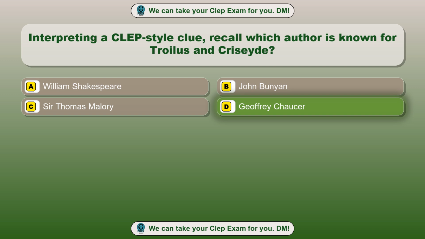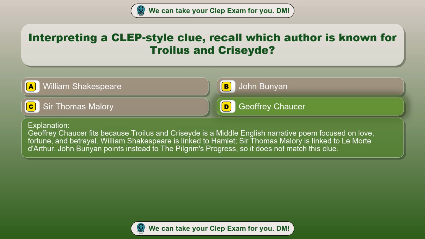Geoffrey Chaucer. Geoffrey Chaucer fits because Troilus and Criseyde is a Middle English narrative poem focused on love, fortune, and betrayal. William Shakespeare is linked to Hamlet, Sir Thomas Malory is linked to Le Morte d'Arthur. John Bunyan points instead to The Pilgrim's Progress, so it does not match this clue.